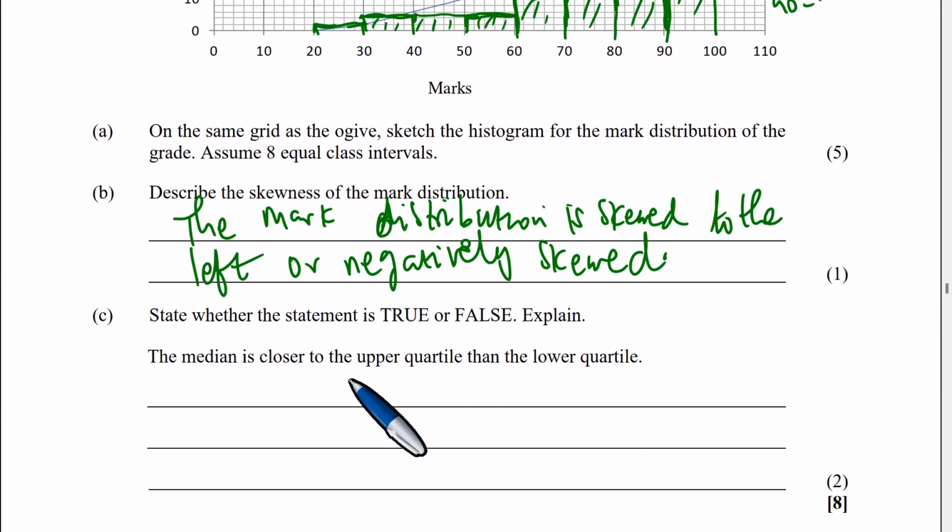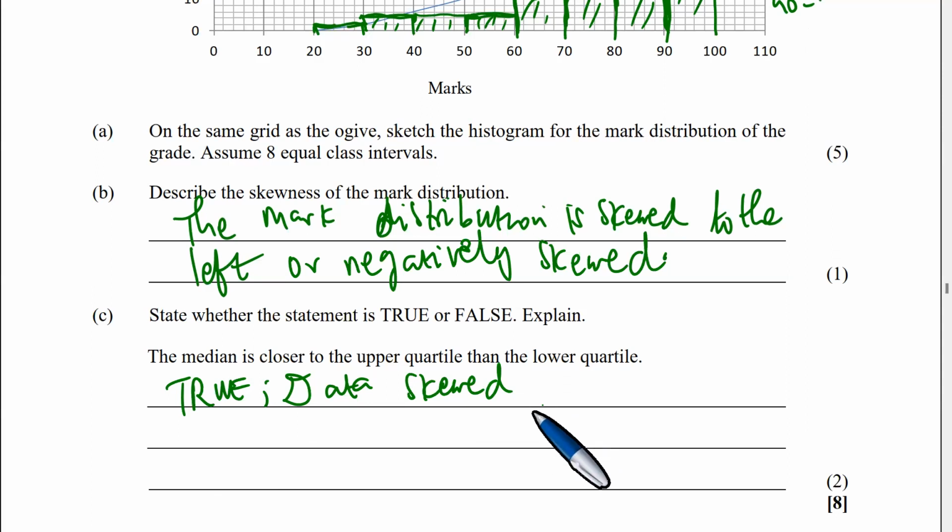State whether the statement is true or false. Explain. The median is closer to the upper quartile than the lower quartile. Is it true or false? Well, surely it is a true statement. Why is it a true statement? Data skewed to the left.